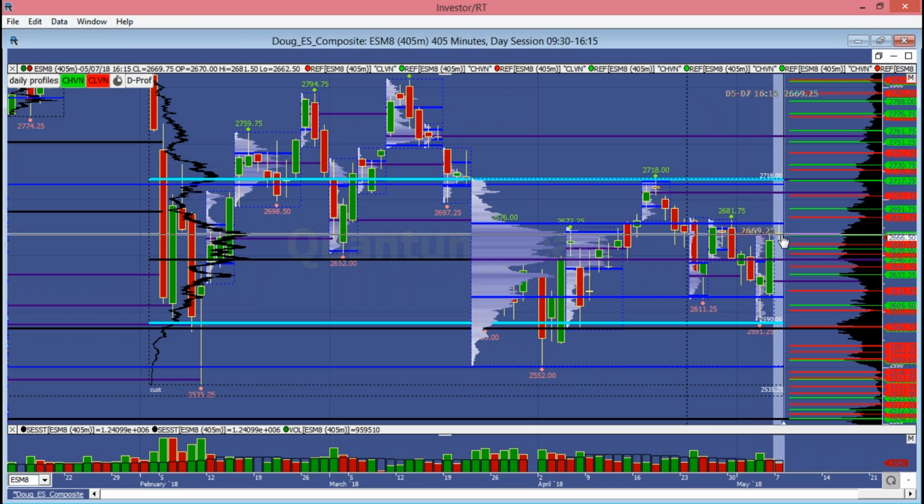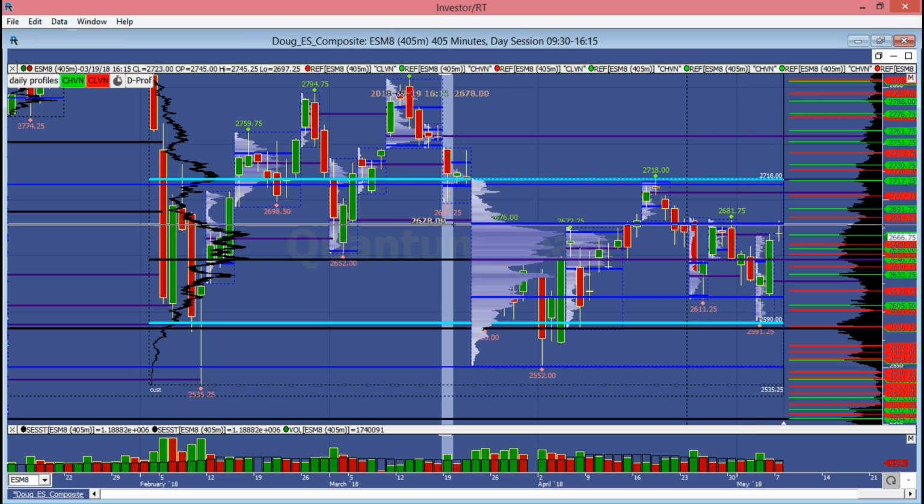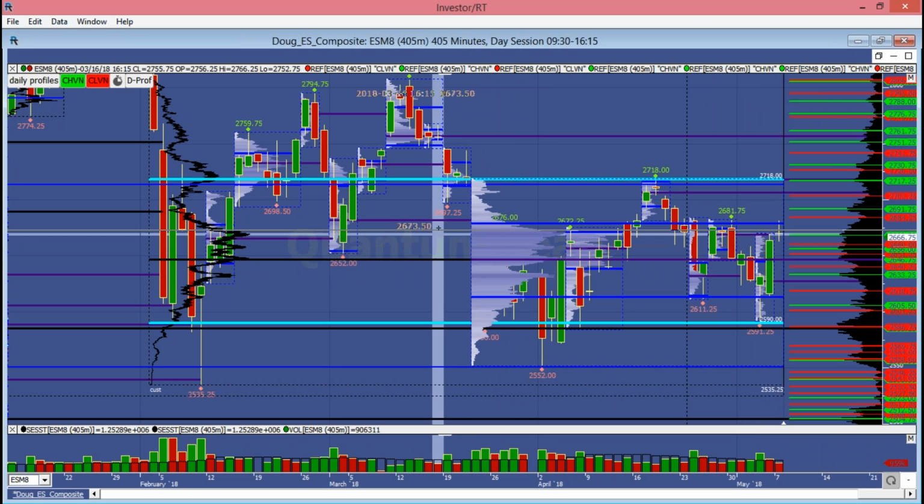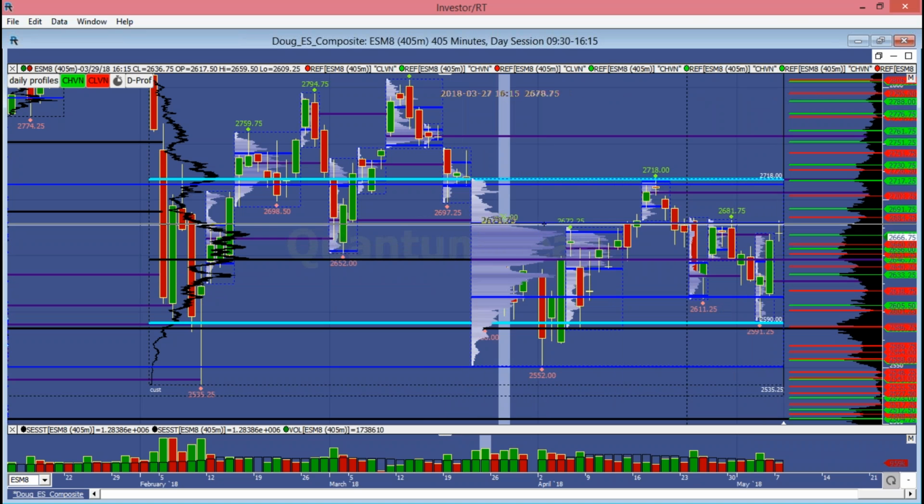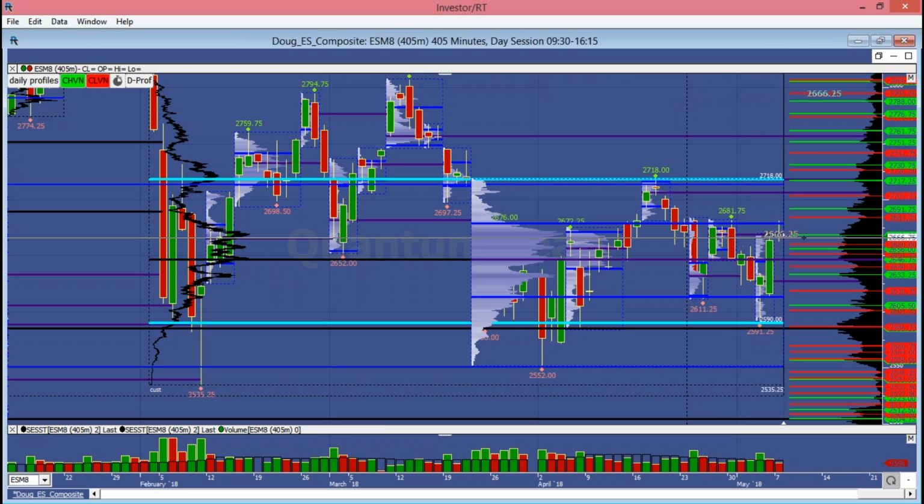And where did we go yesterday? We went up to the value area high of the smaller time frame, failed to get above that, and came right back down, and we closed right at that 69.75 area.